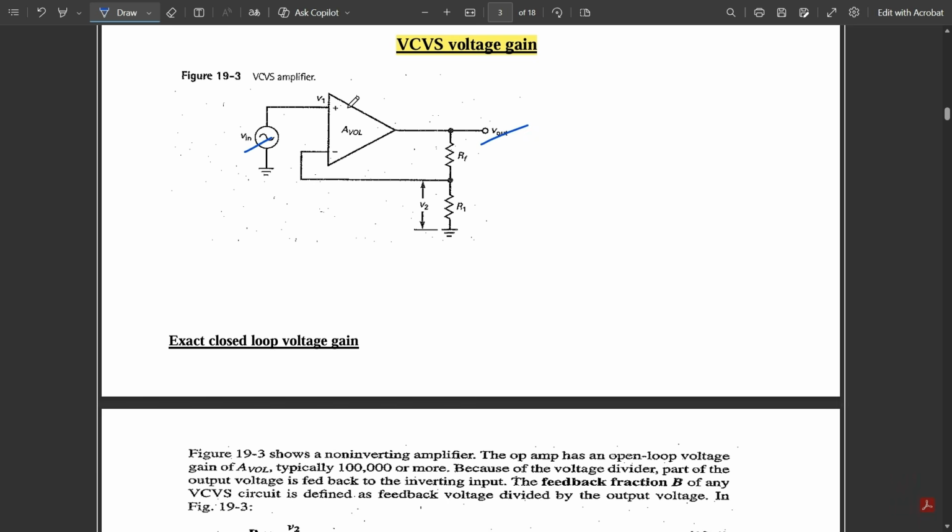Since this is a negative feedback amplifier, I should tell one thing: the feedback is fed from the inverting terminal, not from the non-inverting terminal. You need to keep that in mind in negative feedback. So based on the definition, from the inverting terminal, the feedback is given through it, and these are the resistances. This is the feedback resistance RF, and this is the input resistance R1. From the non-inverting terminal, the input is fed V1 and the output is given as V2 or V out. So this is the basic setup of a VCVS amplifier circuit.